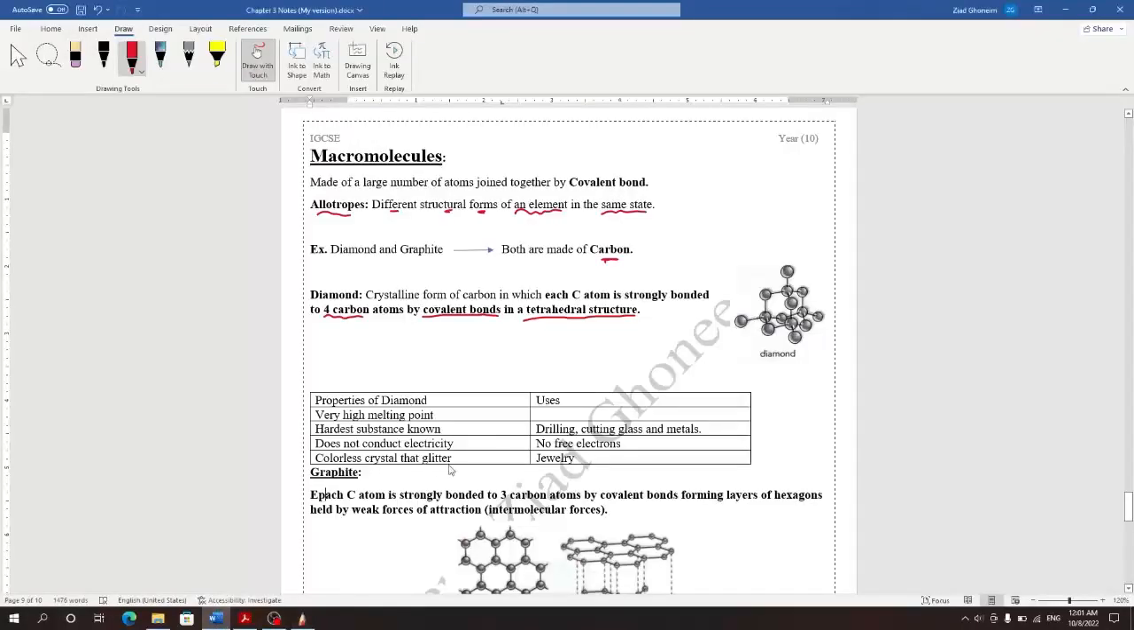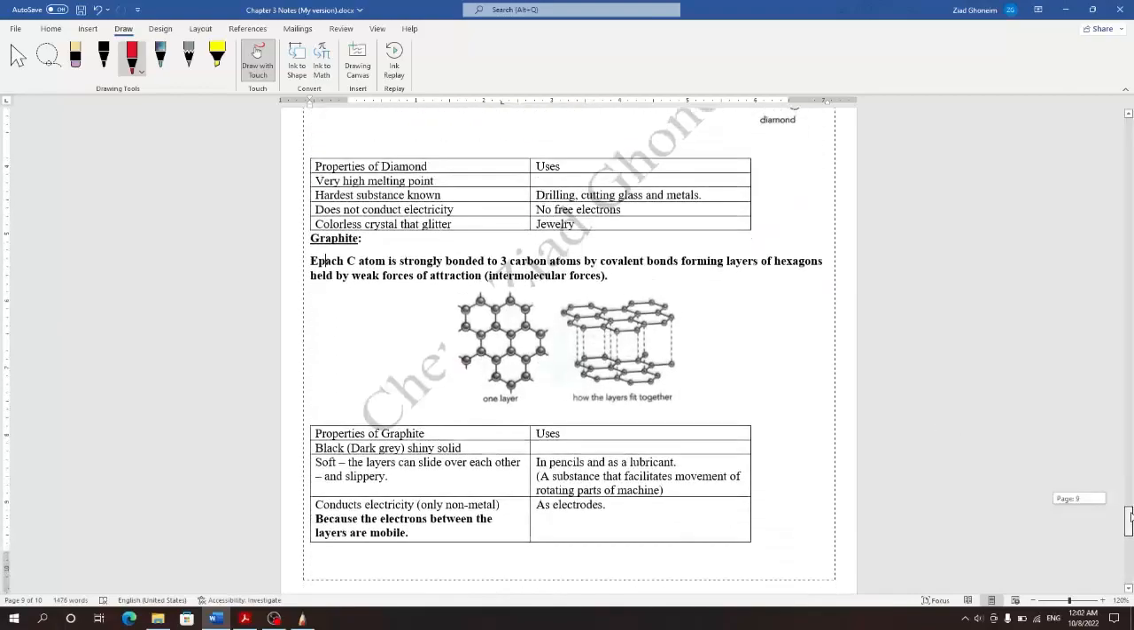It's a colorless crystal that glitters, so we use it in jewelry. Okay, so again, diamond is a crystalline form of carbon in which each carbon atom is strongly bonded to 4 carbon atoms. It's strongly bonded, which means that it's bonded by covalent bonds in a tetrahedral structure.